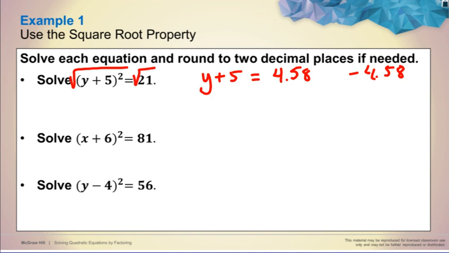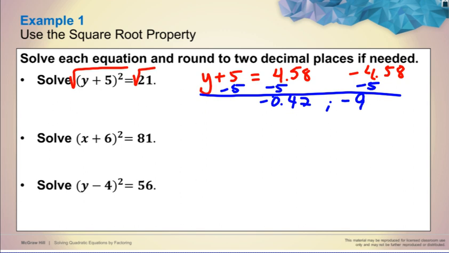Now I can just solve for y by subtracting 5 on both sides. And 4.58 minus 5 gives me a negative 0.42. And over here gives me a negative 9.58. So I would have these two solutions as my y.